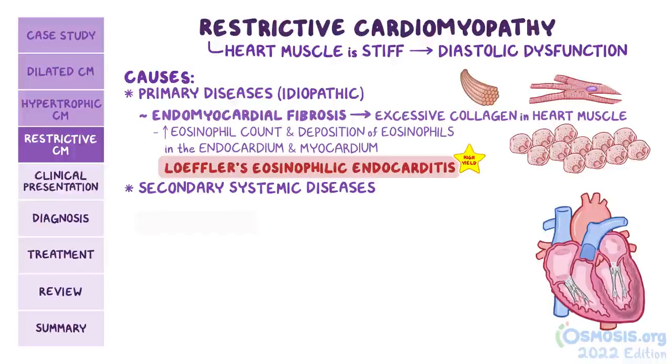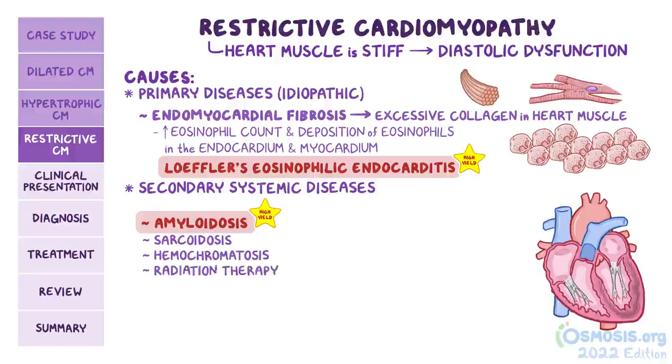Now, secondary causes are much more common, with the most common being amyloidosis. Other secondary causes include sarcoidosis, hemochromatosis, and radiation therapy, all of which cause fibrosis of the myocardium.